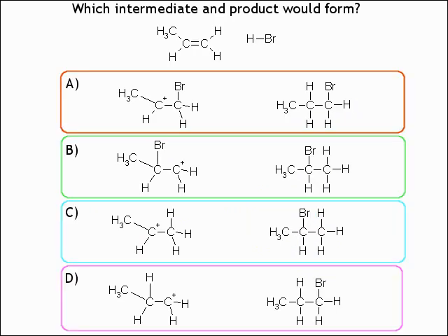And here's a multiple choice question: which intermediate and which product would form preferentially, which would occur more of the time? Okay, so that's kind of it for all the mechanistic stuff. I'm going to do a very brief tutorial on polymerisation next.